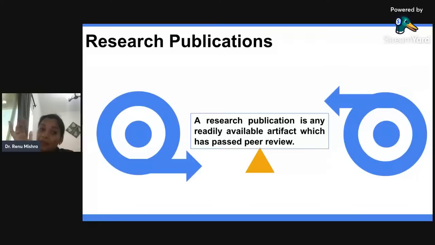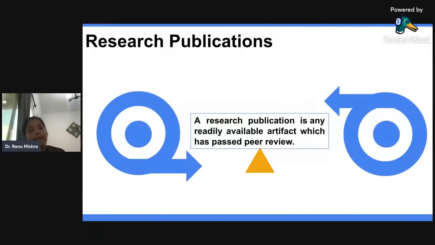But if you are aiming at any particular journal, let's say any Scopus indexed, ABDC, or Web of Science journal, in which you would like to get your paper published, then since the beginning of that study, align the structure of that study according to the structural requirements of that journal.